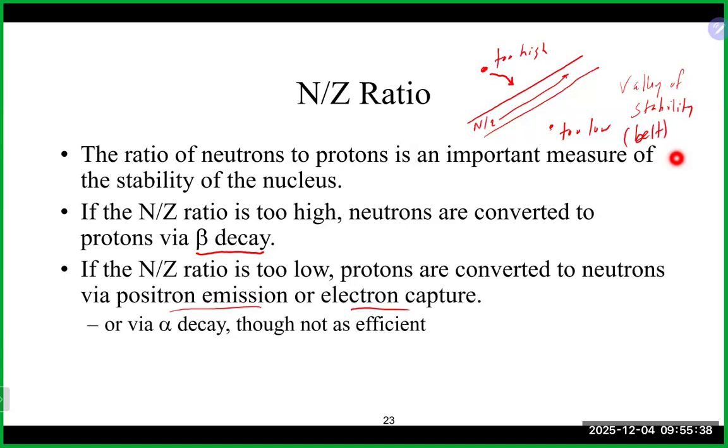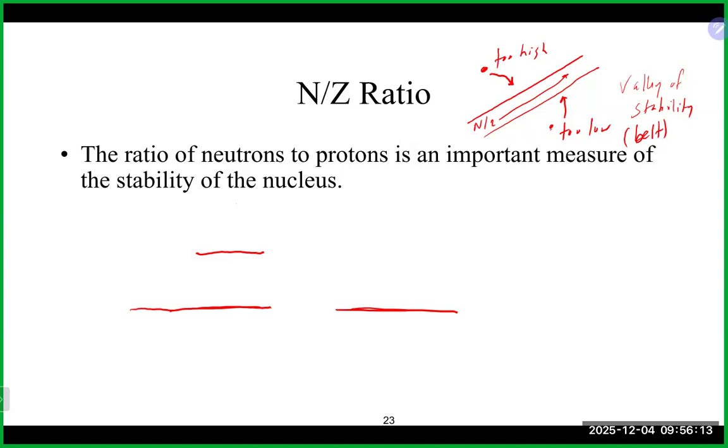And opposite is true. If your ratio is too low, we actually convert some protons into neutrons. And what we end up happening here is we're going to kind of bring our ratio up. And there's actually two ways that you could kind of do that. You could do either a positron emission or an electron capture. You could also do alpha decay, but is not as efficient. So for us, we will stick to just these two modes here, positron emission or electron capture, and that will bring the ratio up. Now you may be saying to yourself, why do you have maybe two options on that?